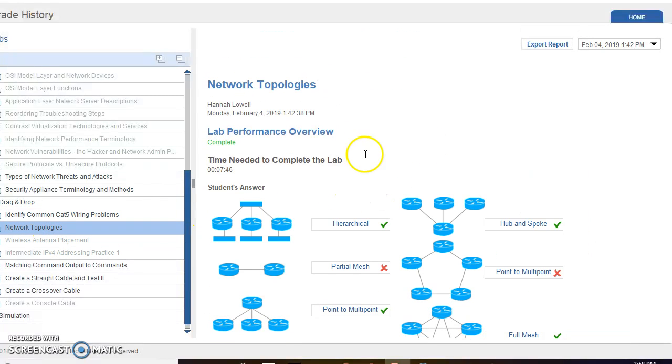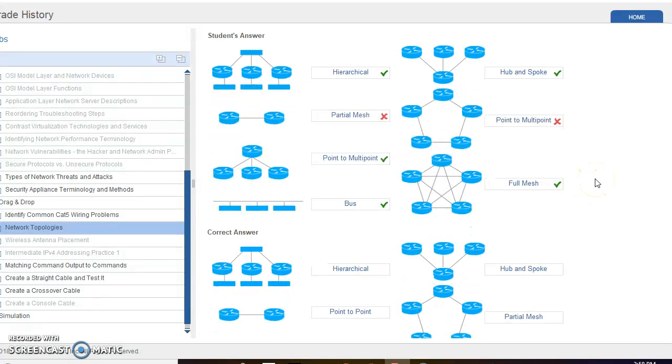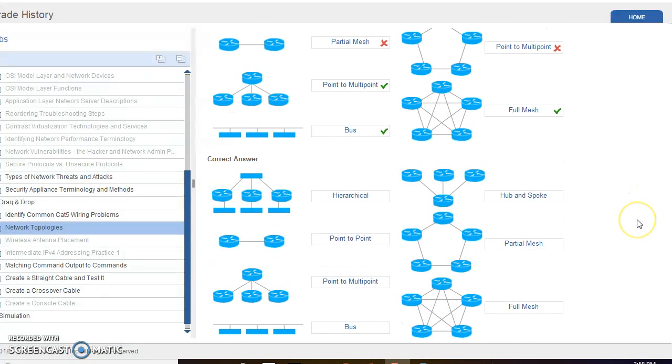From here, we go to network topologies. A little mix up between partial mesh and point to multipoint. Everything else was fairly easy to research. Network topologies are how communication networks are arranged in the operating system.